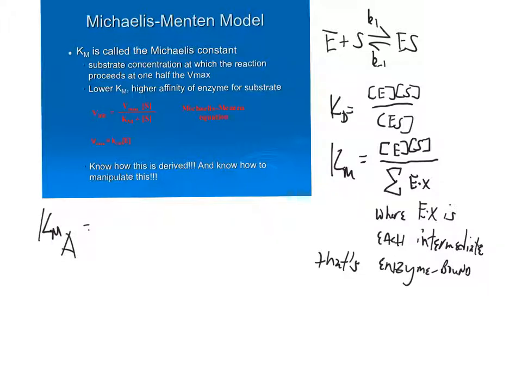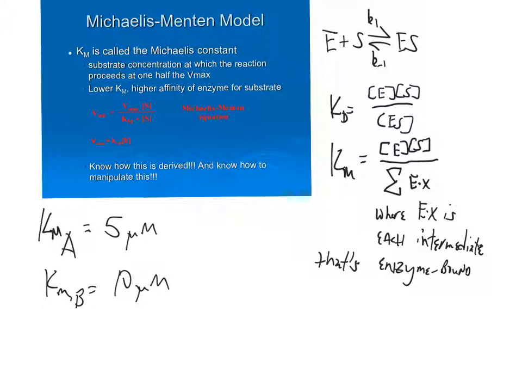Km of A was equal to, say, 5 micromolar, and Km for substrate B was equal to 10 micromolar. What that tells you is A binds tighter than B, because the lower the Km, the lower the amount of substrate you have to have in order for the reaction to occur. So that's where Km is kind of like a barometer in that sense.